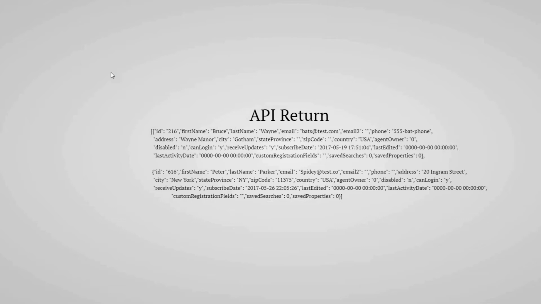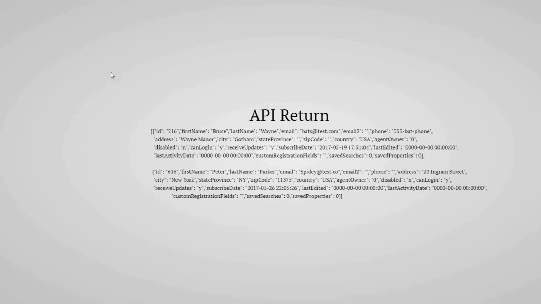Whether or not the lead is disabled, whether the lead can log in, whether or not the lead is receiving updates is also available, and this is one of those fields that you can take an action on. So if a lead is not receiving updates, you might want to get that started for them or alert an agent that they're not getting updates.